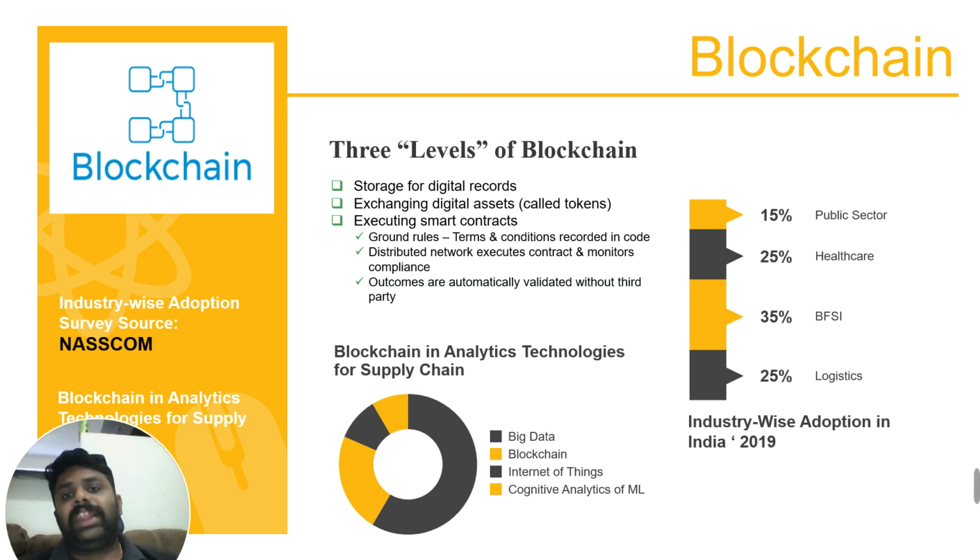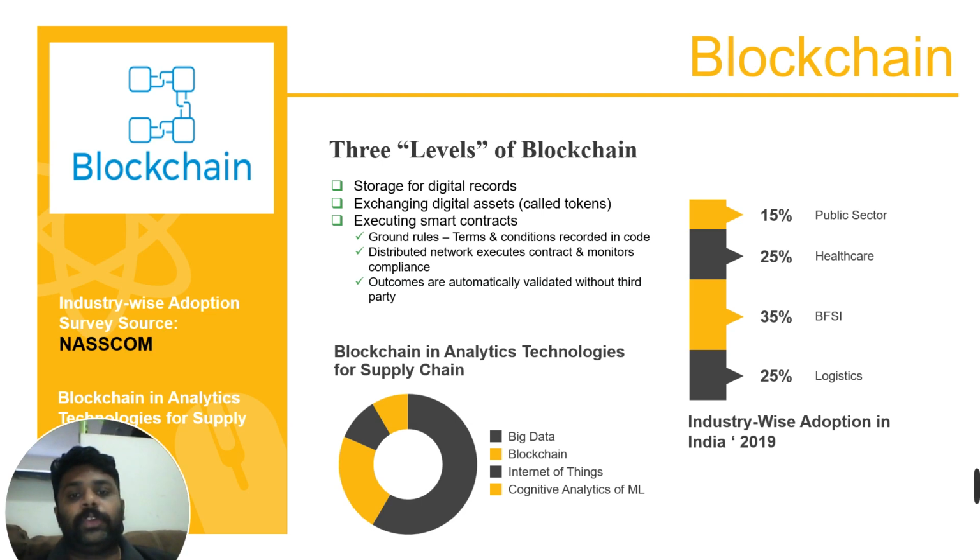Here we have 3 levels of blockchain. What are the 3 levels we should focus on? Storage of digital records, exchange of digital assets, which are called tokens, and executing smart contracts. For executing smart contracts, you should always rely on 3 things. First, the ground rules, meaning the terms and conditions recorded in the code. Then the distributed networks, which hold the contracts and monitor compliance. Finally, the outcome: without a third party, your data gets validated. Okay guys, do remember this term, third party. I'll come to this third party in the upcoming slides.